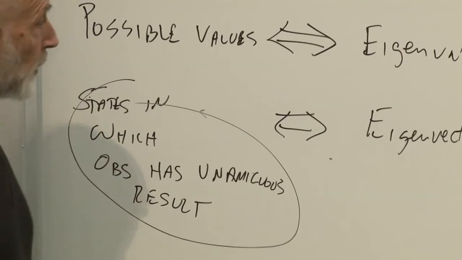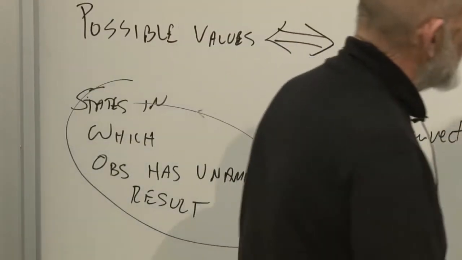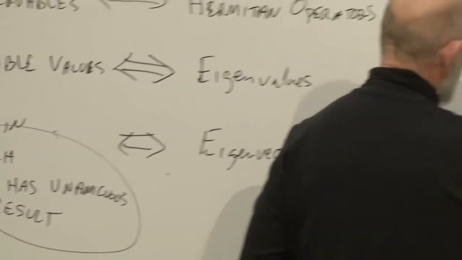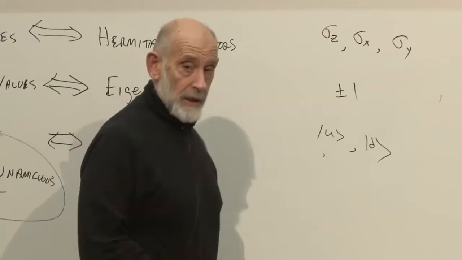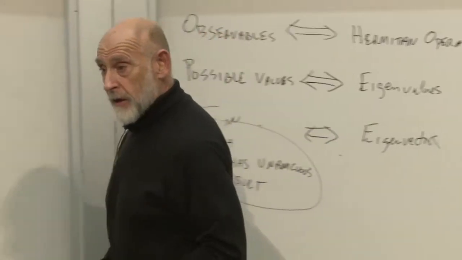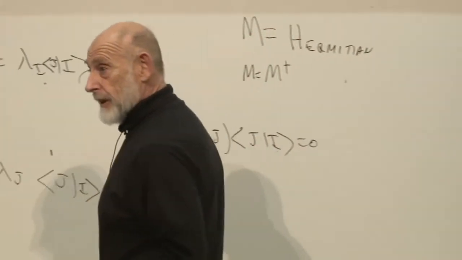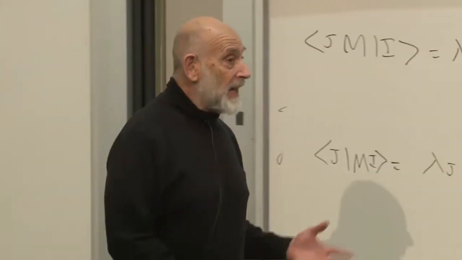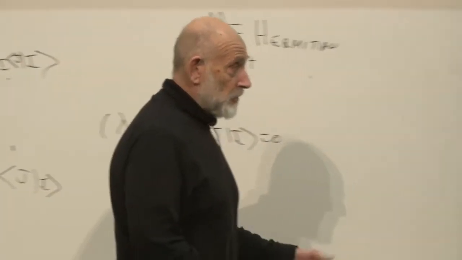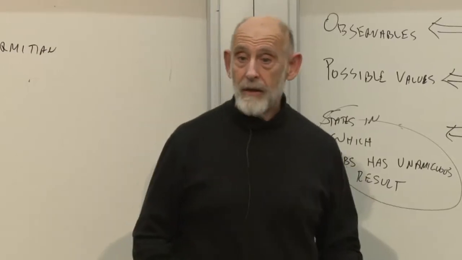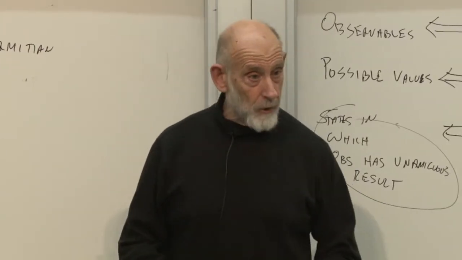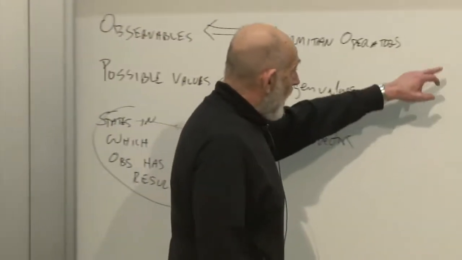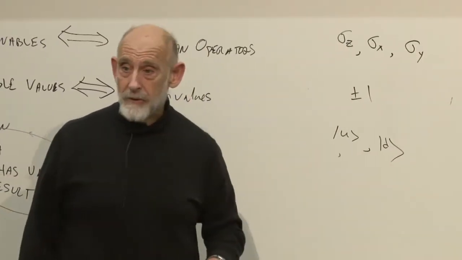Example, we talked about the states up and down. Those are states in which sigma z had definite values. When you're up, sigma z is definitely 1. When you're down, sigma z is definitely -1. For any other vector, sigma z is statistically either +1 or -1, but with a randomness. Okay. So, up and down must be the eigenvectors of sigma z.